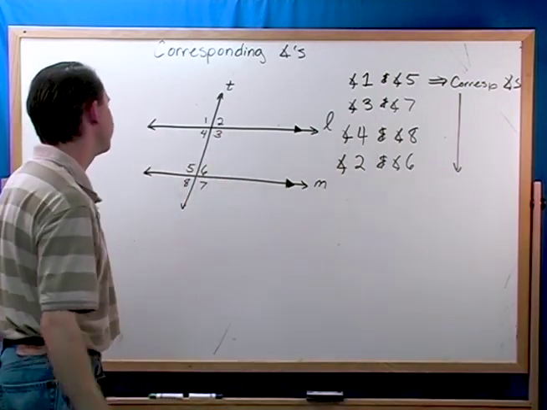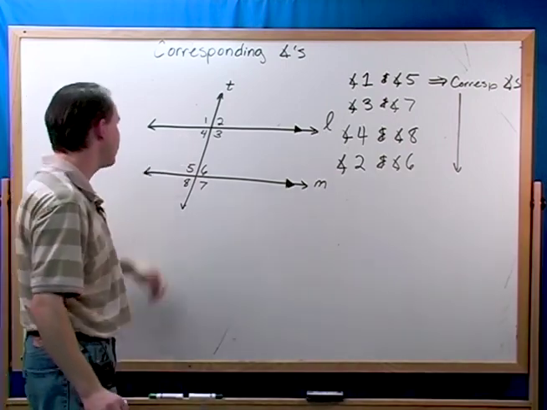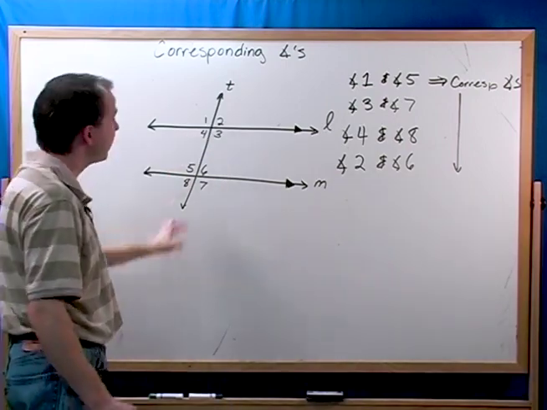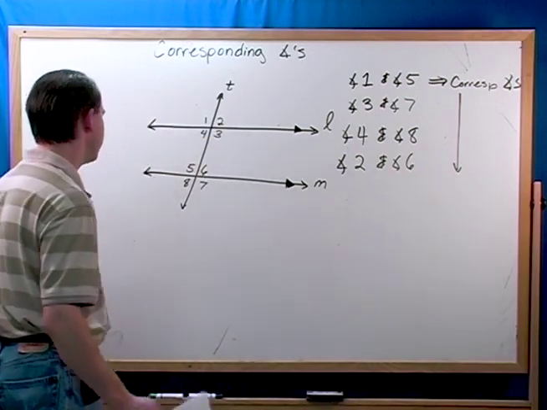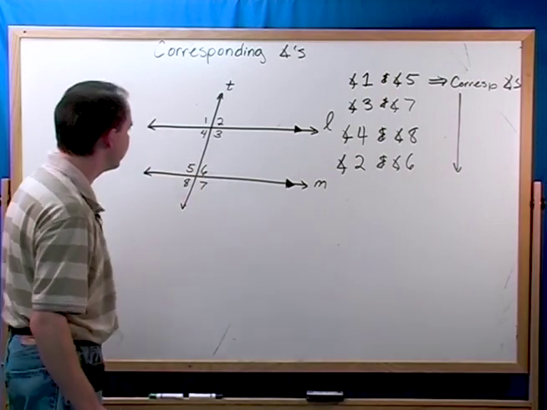So the question on the test might be, find the corresponding angle to angle 2. Or maybe they'll change it up and they'll put a letter here, and this will be called A. And you'll say, what's the corresponding angle to angle A? And you'll just have to look down here and say, well, it's this one right here, and you write that down as your answer.